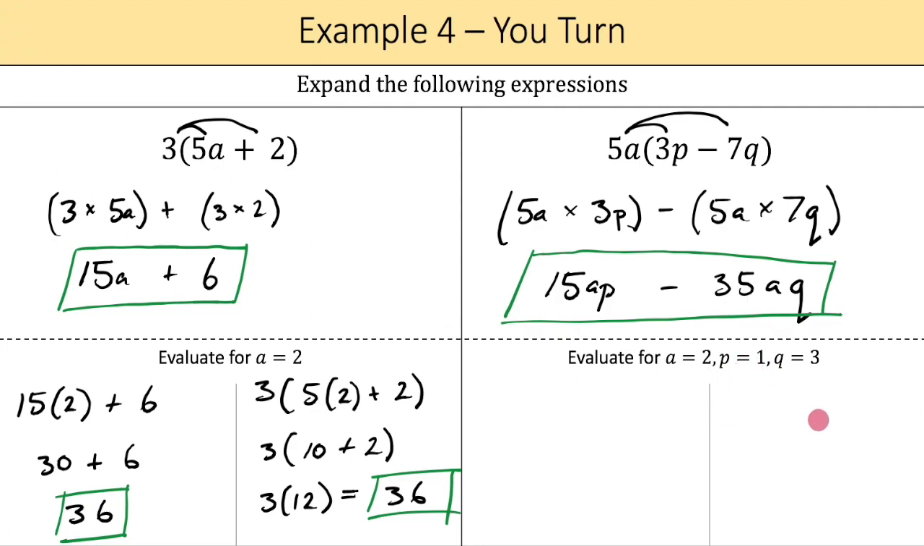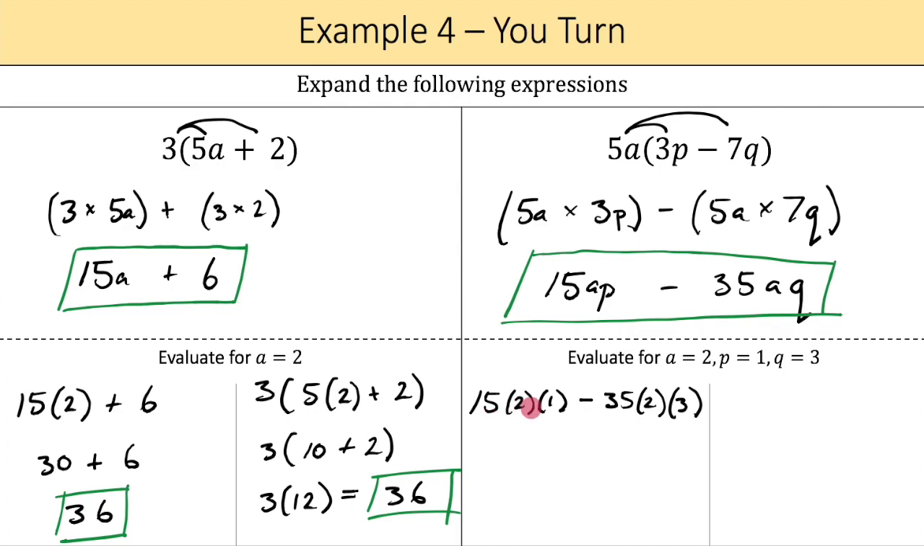All right, now I want to evaluate it. So a equals 2, p equals 1, and q equals 3. Every time I see an a, I'm going to put a 2 in there. Then every time I see a p, I'm going to put a 1. Then I'm going to minus 35. I'm going to put a 2 there. And then my q is 3.